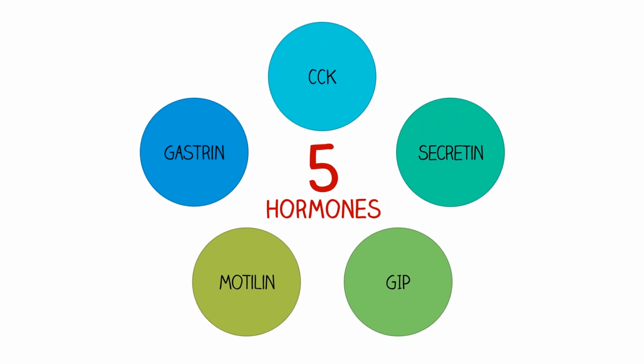Five different hormones are associated with hormonal control mechanism. They are gastrin, cholecystokinin, secretin, glucose-dependent insulinotropic peptide or GIP, and motilin. Now we can see all these one by one.